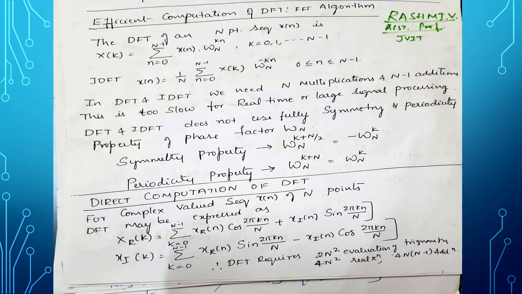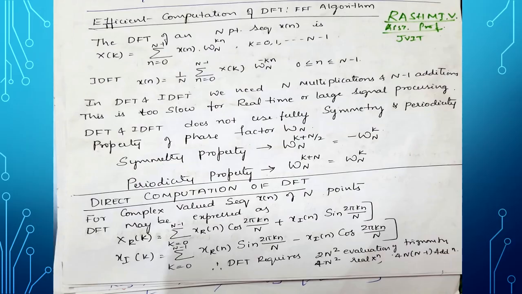For real-time sequences which are very large signals, such as radar signals, radio signals, satellite signals or the International Space Station signals, you have to continuously monitor the signals. In this type of signal you cannot do DFT or IDFT, because it requires a large number of multiplications and additions. So it is not practical. So we are introducing the next method, that is the fast Fourier transform.